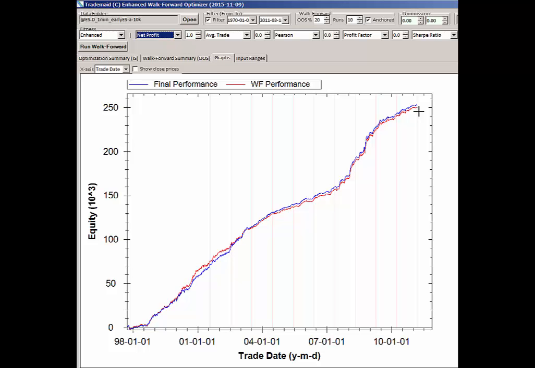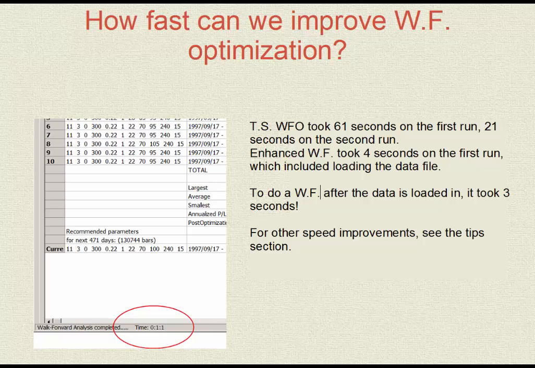The sample system here has got a file that's about 1 gigabyte long. So in a nutshell, TradeStation took 61 seconds on the first run to walk forward it, and WFOE took 4 seconds. Second time around TradeStation, because it's already got it in RAM, was a bit faster. It went 21 seconds, but Enhanced Walk Forward Optimizer took 3 seconds. A phenomenal difference in speed.